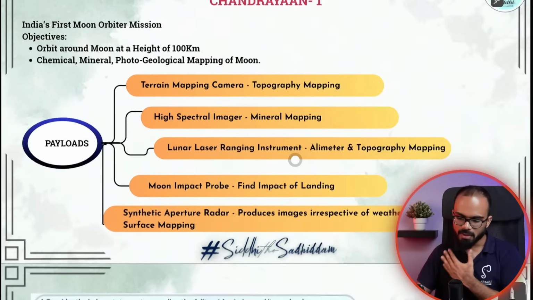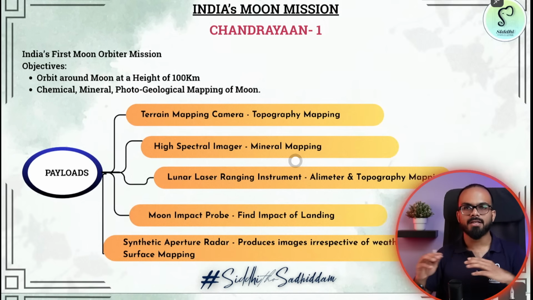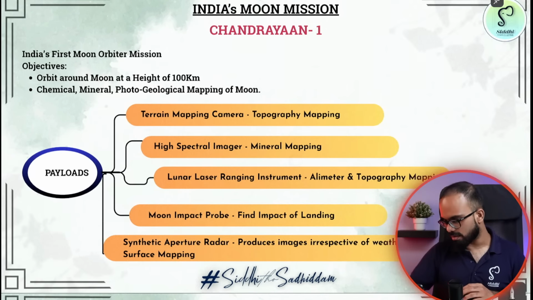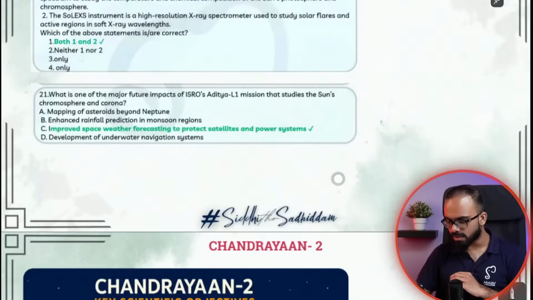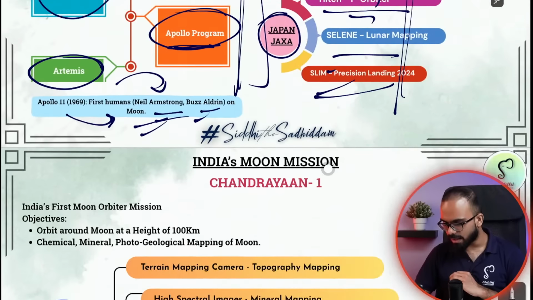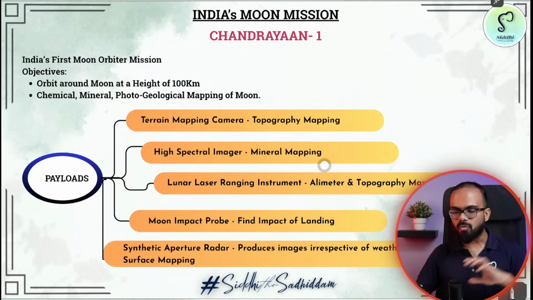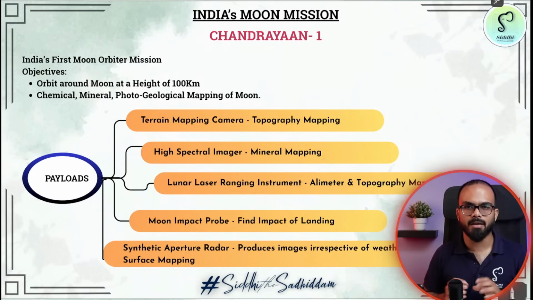Now we will talk about the most interesting aspect, that is Chandrayaan, India's moon missions. India conducted multiple moon missions. We have Chandrayaan 1, Chandrayaan 2, and Chandrayaan 3. We will understand how we go to the moon, what we do there, and what these Chandrayaan missions are.